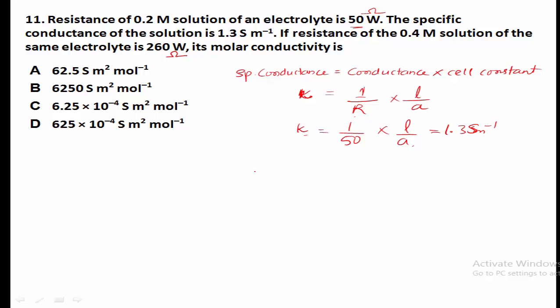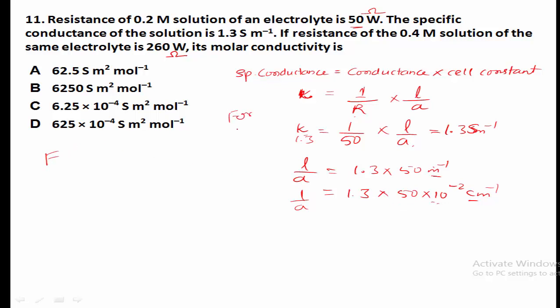Therefore, rearrange this. L by A is equal to 1.3 into 50 per meter, or 1.3 into 50 into 10 raised to minus 2 per centimeter. I have converted per meter into per centimeter, hence I have taken 10 raised to minus 2. Here kappa simply means 1.3. I have cross multiplied and got this value. Therefore, L by A is equal to 1.3 into 50 into 10 raised to minus 2. This is for 0.2 M.